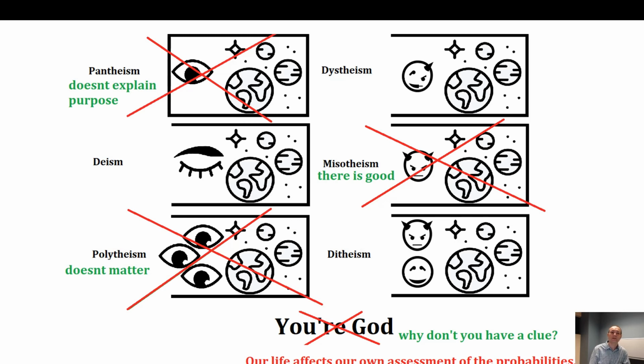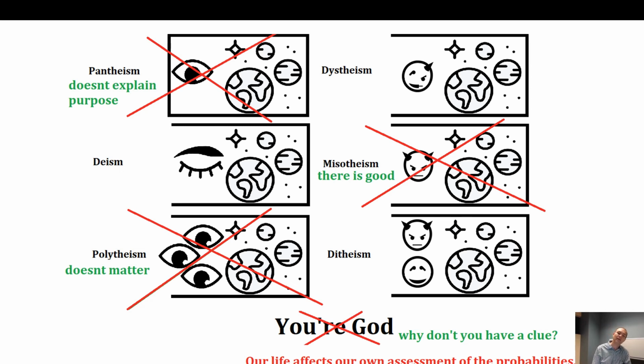Now, if you go back to the original diagram about versions of gods, we can rule out quite a lot of them. First of all, let's rule out pantheism because it simply doesn't explain the purpose. It only states that God essentially encompasses the universe, but doesn't really explain purpose in any way. Then we can also remove misotheism, or that God is evil, because we clearly see there is good in this world too, so that one doesn't belong.